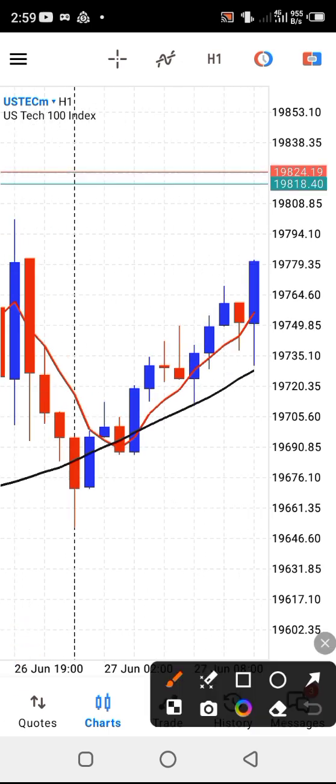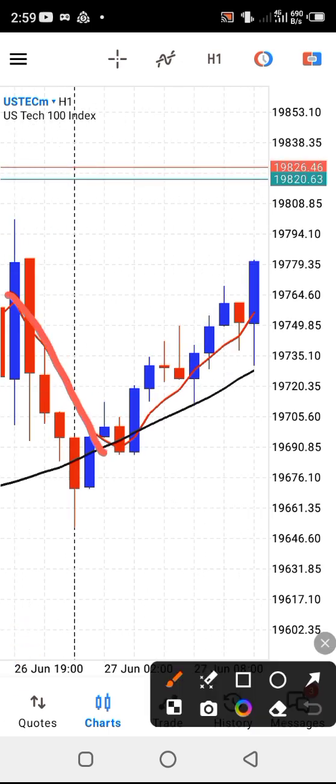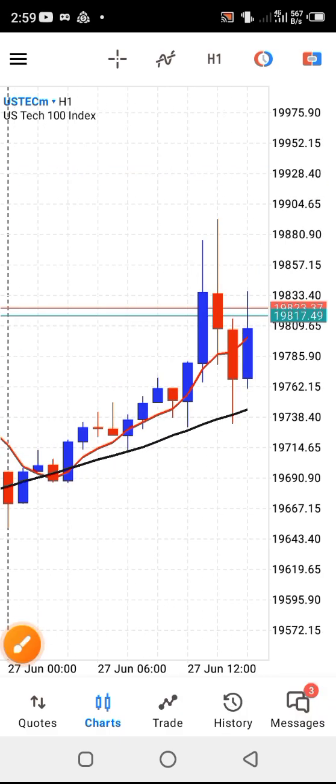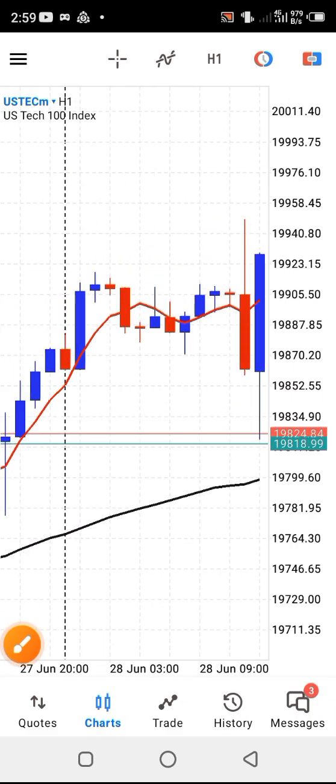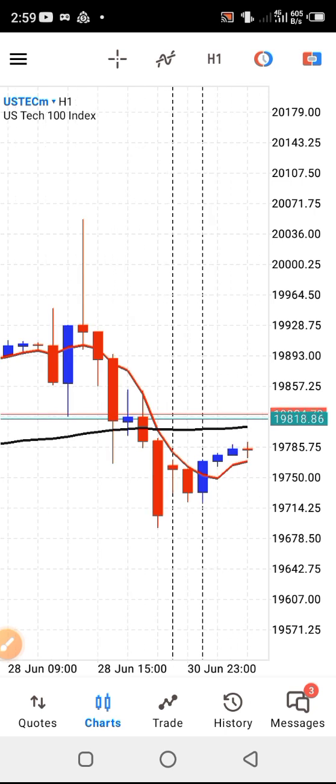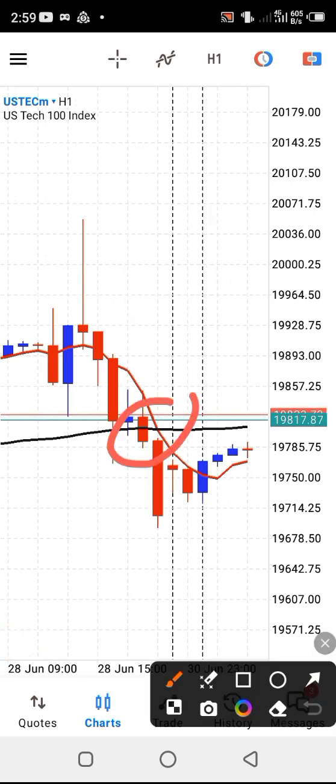Price came down, the red moving average came down, but it did not cross. Instead, it bounced from the black moving average, so we won't be able to enter. It has to cross. Okay, so right here, what do we see happening?